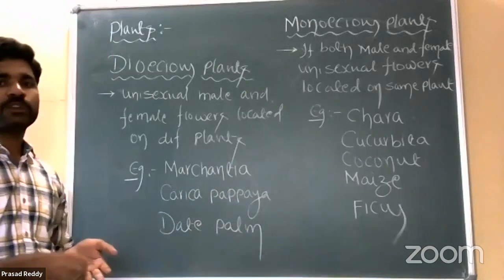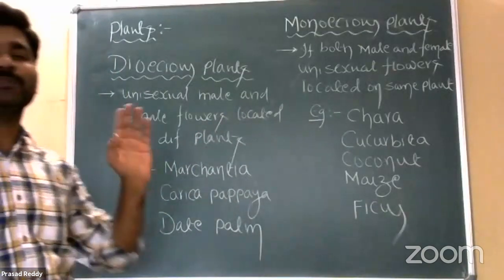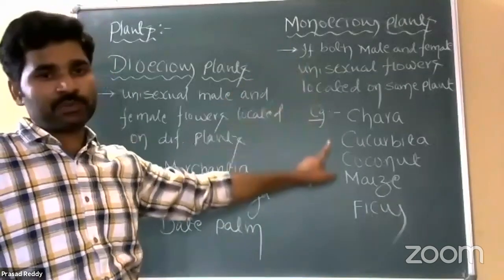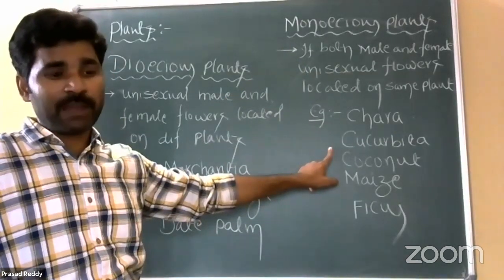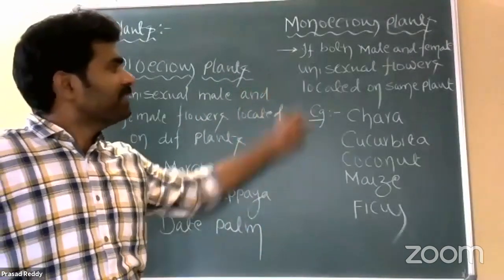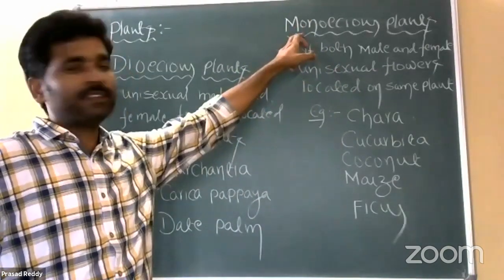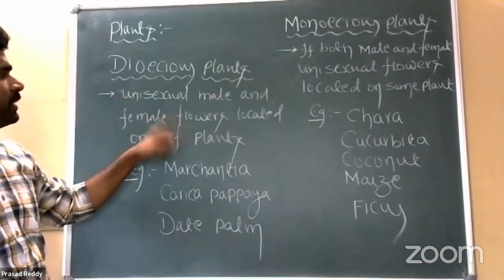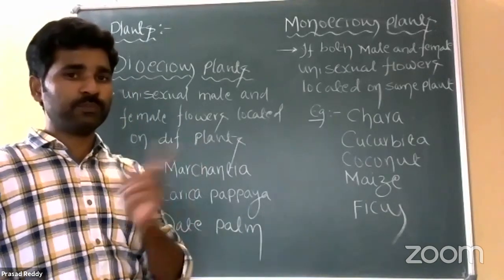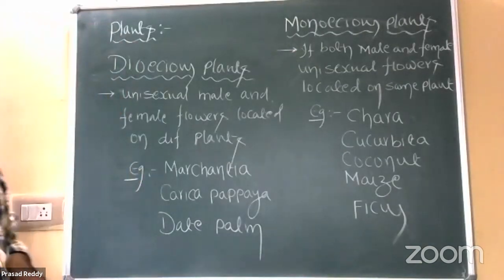So what are monoecious plants? What are dioecious plants? These are monoecious. These are dioecious. Simply, monoecious plants are bisexual plants. These plants consist of unisexual flowers, both male and female unisexual flowers located on the same plant. Here, both male and female unisexual flowers are located on two different plants. So don't confuse: monoecious is different, dioecious is different. Okay. Come to animals again.